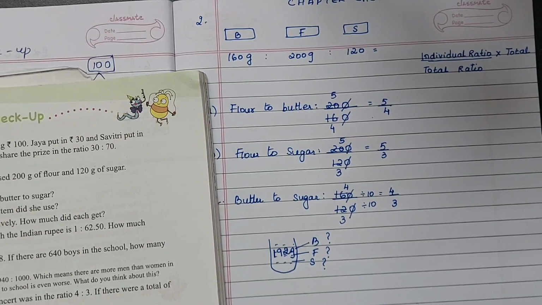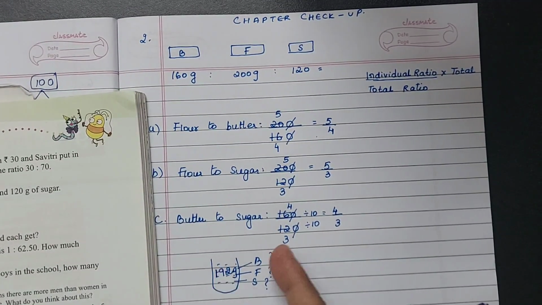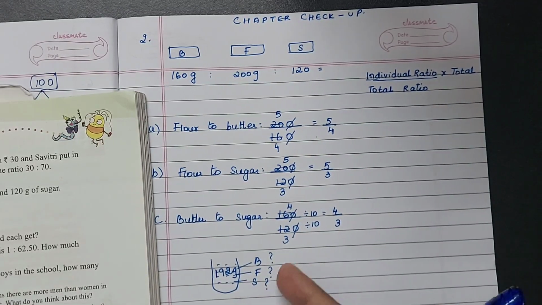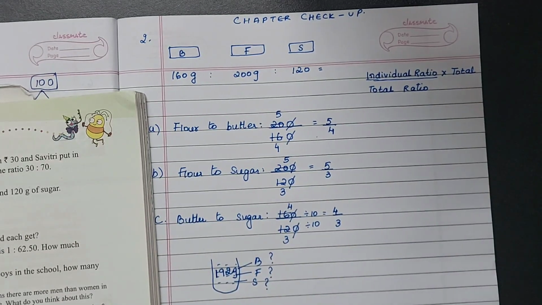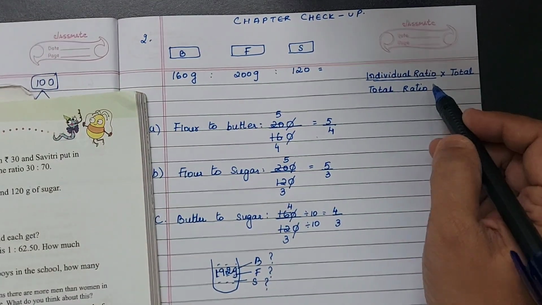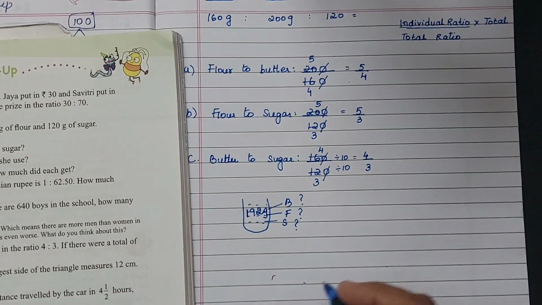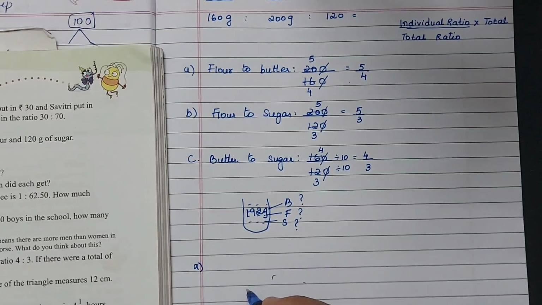In the previous class, I taught you that whenever some total is given and we have to distribute it among some people or some ingredients, you have to use this formula. What is this formula? Individual ratio by total ratio into total. So what is this individual ratio? Let us see. First, I will write for butter. How much will be butter?